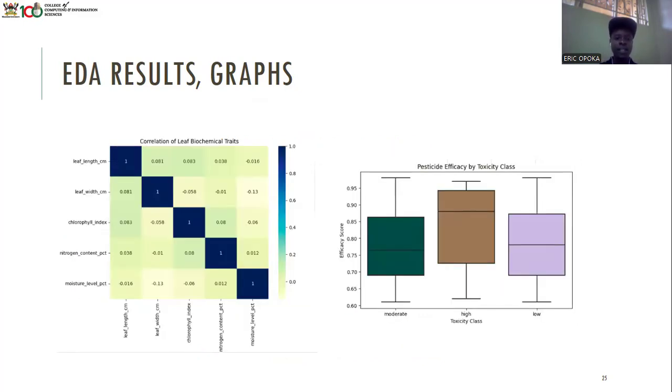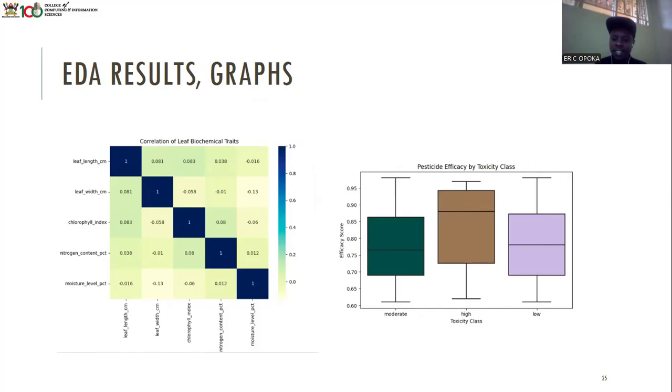So we had the EDA. Moving on, we had the correlation of leaf biochemical traits, which mainly relates the different traits of the leaves to each other. For instance, we can choose leaf length, and for a particular leaf length, see the connected chlorophyll index. Like if a leaf is 1 centimeter, it has a chlorophyll index of 0.083, where they intersect, which is here. That's mainly how it's explained. So that's the correlation of leaf chemical traits. Then the pesticide efficacy by toxicity level. That's how toxic a particular efficient pesticide is to the environment.